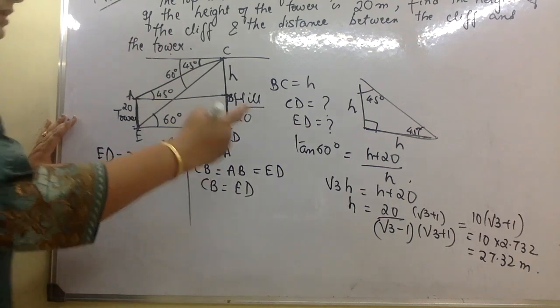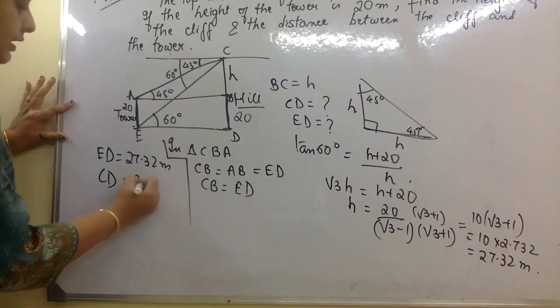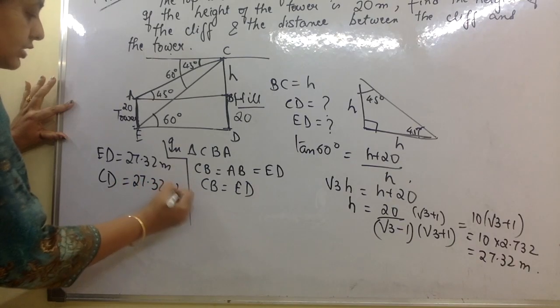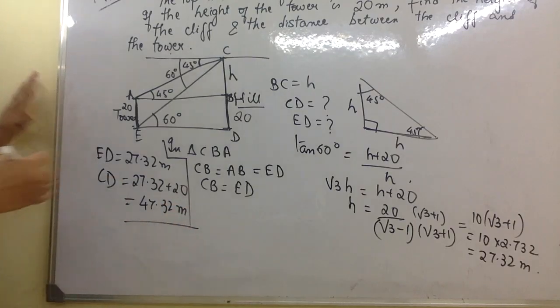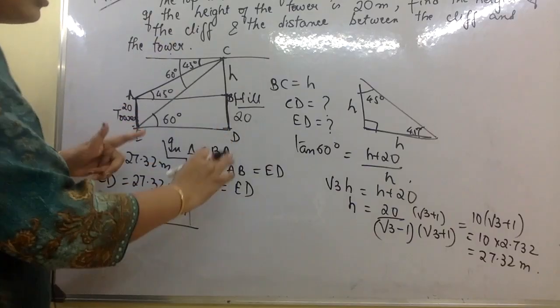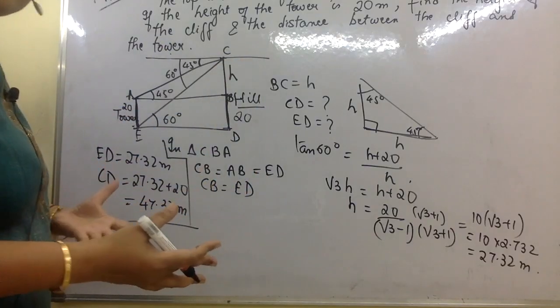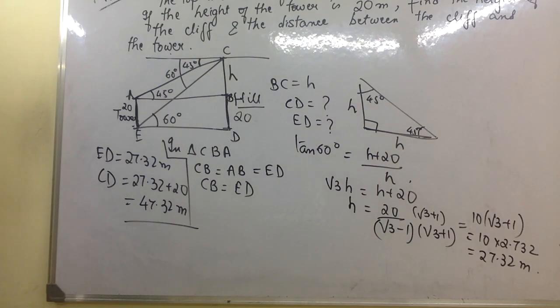Now let's see the other part, we want this also. CD becomes 27.32 plus 20, which is 47.32 meters. So we got both the answers. Don't just find H and forget about the sum, you have a lot more to do. Let's see the next question.